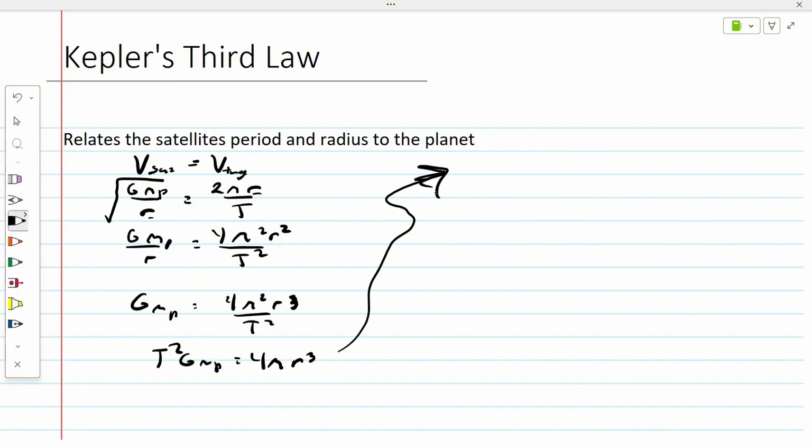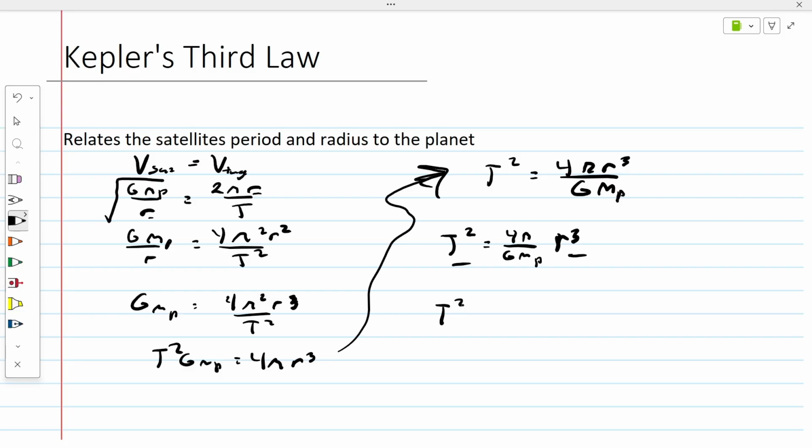That's a nice arrow there. Then we divide over and we get T squared is equal to 4 pi squared r to the third over G M_p. So that's the whole equation. You may see it written out in a different form, saying the same thing, but just denoting the relationship between the two.